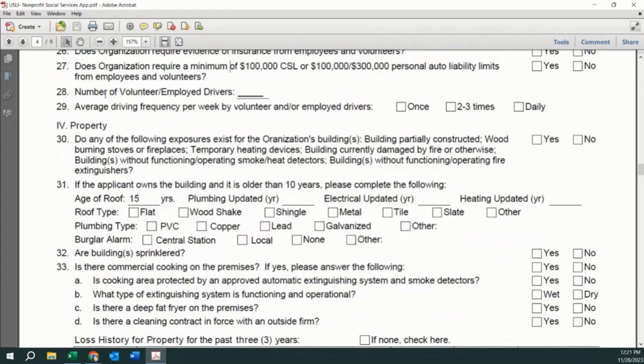Now you can ask that employee or that volunteer, that's what it's saying, for a copy of their own personal auto liability limits, and it might come back that they already have that. But the point is that you need to ask that person and then have them give you proof of it, so you have it in your records, and then that way you can answer number 27. Number 28 is the number of people driving on behalf of your LLC or nonprofit, and then how frequently.